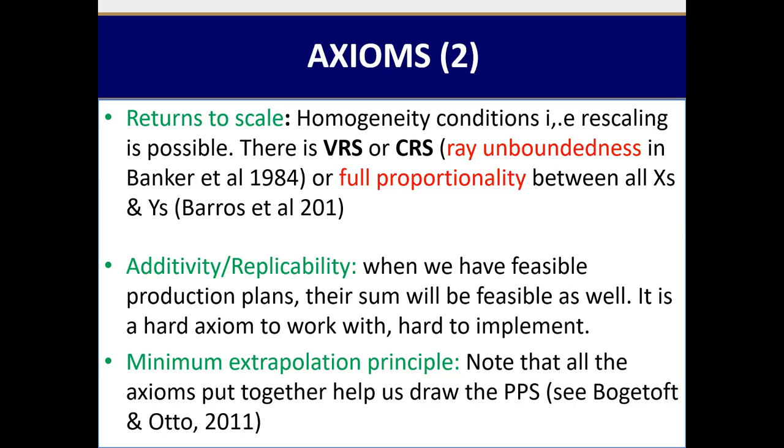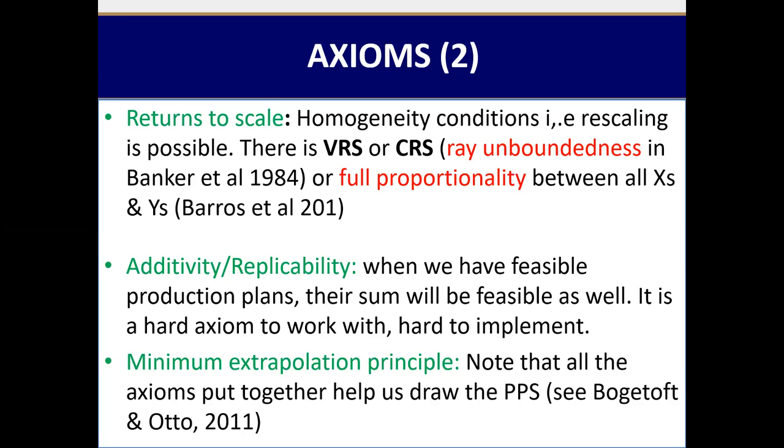Then you have additivity. Now, this thing is very difficult to apply, even though some authors have applied it. Additivity simply means that you can sum some of the feasible points. So point A and point B, we can sum them. Okay. Very hard axiom to work with. But this is a possibility of some of the assumptions.